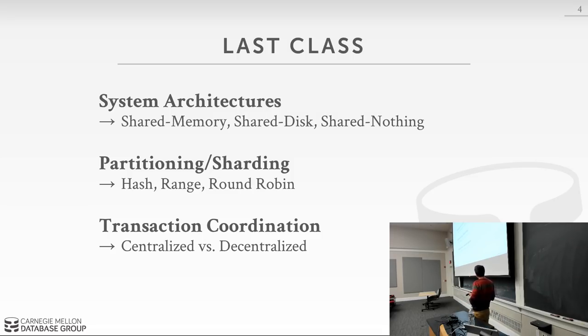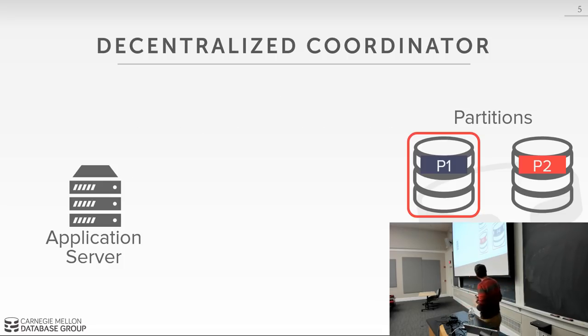And then we finished off talking about how to do transaction coordination. The main two choices we have for this are a centralized model or a decentralized model. Centralized is where everyone's going through some kind of middleware or coordinator that's in charge of figuring out whether transactions are allowed to commit or acquire locks on the different nodes in our cluster. And a decentralized model is one where the nodes figure things out on their own. So it roughly looks like this in a decentralized model. I'm going to show this because this is what we're going to focus on today for the most part. But the things we'll talk about can also be applied to a centralized model.